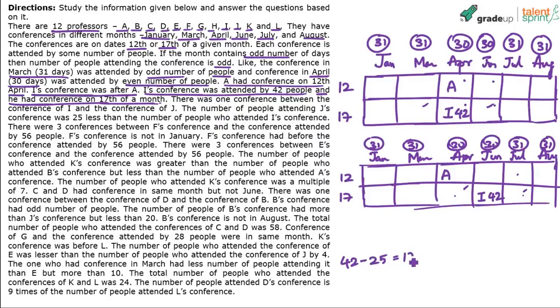42 minus 25 is 17. So 17 is the number associated with J. He says the number of people attending J's conference was 25 less than the number of people attending I's conference. So J's conference is attended by 17 people.